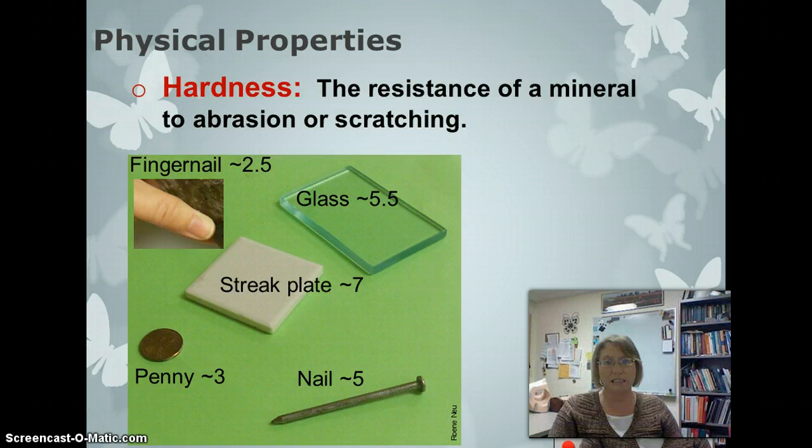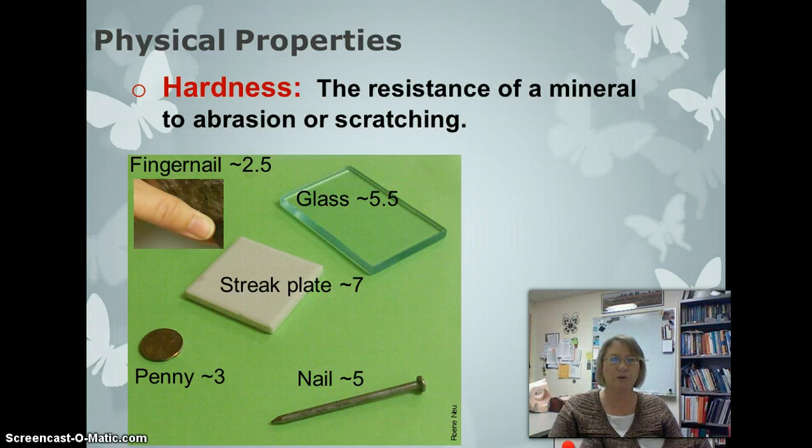However, if our fingernails didn't work in scratching, we would move on to a penny. A penny has a hardness of approximately a 3. What we would do is attempt to scratch the mineral with the penny. If the penny scratched, then we would have a range for the hardness. We wouldn't know the exact hardness, but we would have a range. We'd know it's somewhere between that 2.5 for a fingernail and a 3 for a penny.